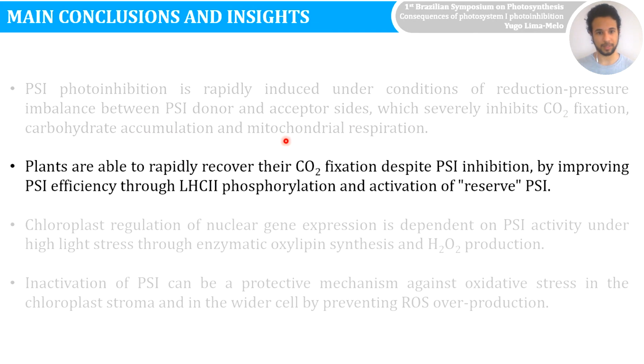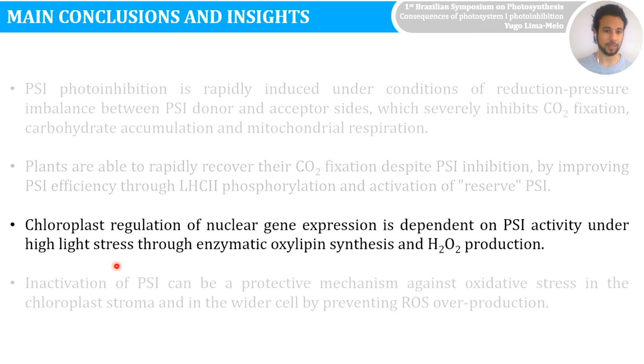Plants are able to rapidly recover the CO2 fixation despite photosystem 1 inhibition by improving photosystem 2 efficiency through the light harvesting complex 2 phosphorylation and activation of reverse photosystem 1.